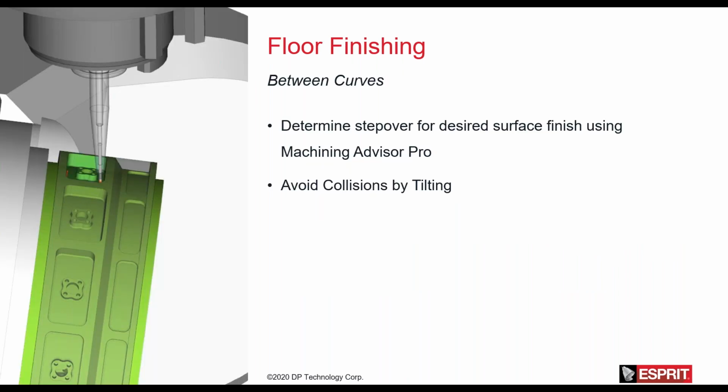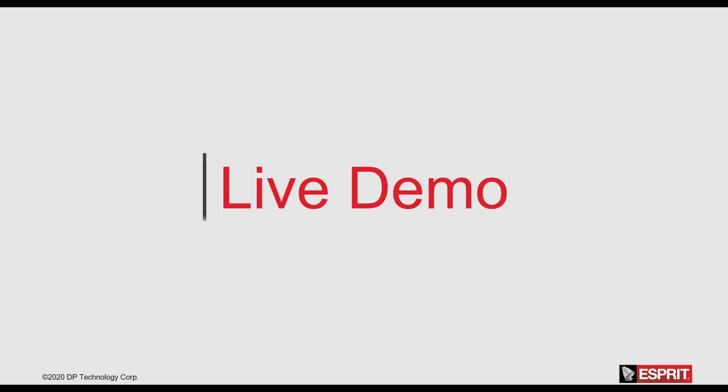We are going to use a between curve finishing operation to finish the floor for this pocket. We can use the Machining Advisor Pro to determine the speeds and feeds, as shown earlier, as well as the step over to target a specific surface roughness we want. This operation has the available option of avoid collision by tilting. This will allow us to machine as much as possible while also preventing collisions. All right, let's move into that demo as well.